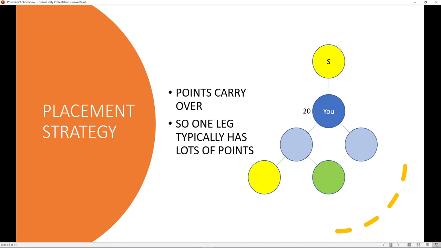And what that means is that typically one leg will have points left over all the time. The ideal is to have exactly the same number of points on your left leg and your right leg, and that way you earn the most possible money. But realistically, that never happens. So you're always going to have some points left over. But the goal to work toward is to have those legs' points as balanced as possible.